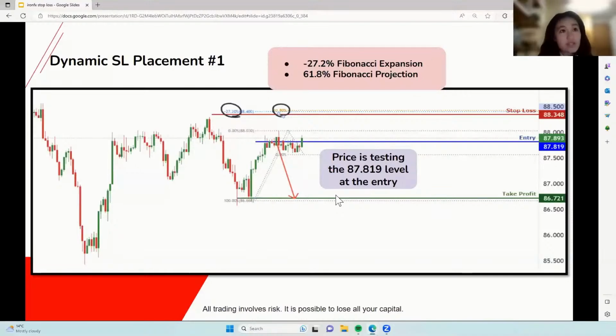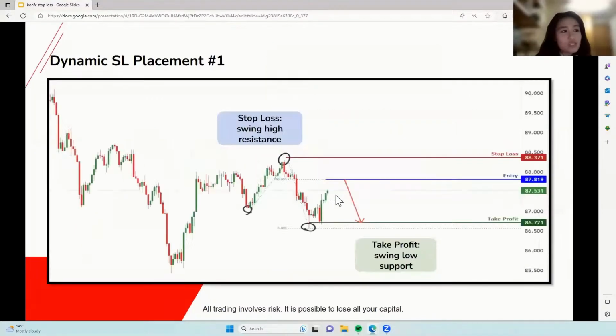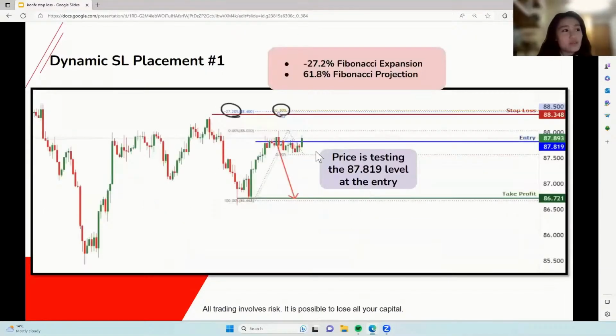And the reason for that extra resistance at the entry is because you can see earlier we have this 100% Fibonacci projection that lines up nicely with this level. So you can see the resistance and price testing this entry. Next, we have the negative 27.2% Fibonacci expansion, as well as the 61.8 Fibonacci projection that line up nicely. So this is where we decided to place our stop loss. And this is how we used Fibonacci levels as stop losses as well. When you have a couple of levels that line up nicely, we call that a confluence area.